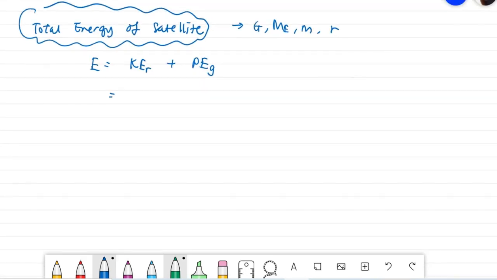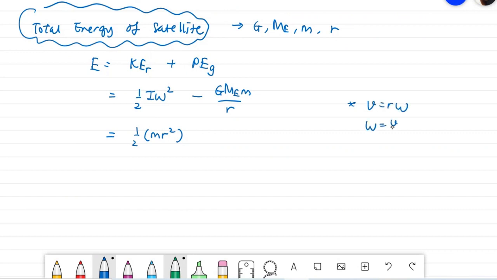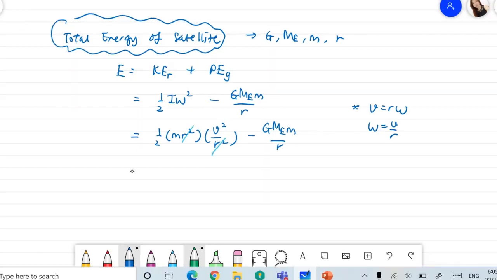The rotational kinetic energy of the satellite is half I omega squared. Potential energy is negative G Me m over r. I here is the moment of inertia, which for the satellite in general should be m r squared. And omega, if we relate back to linear speed, v is equal to r omega, so omega is v divided by r. So omega squared is v squared divided by r squared, minus G Me m divided by r. The r squared and r squared cancel off, and you get back half m v squared minus G Me m over r.